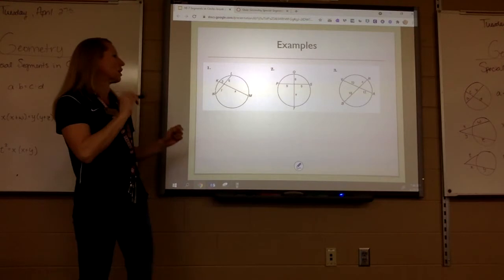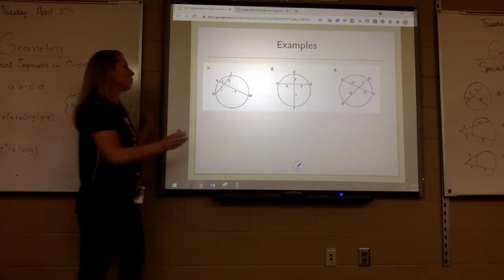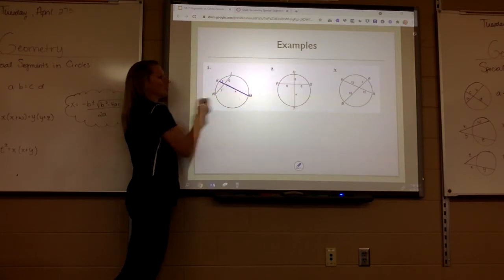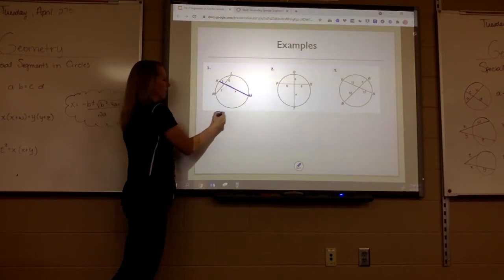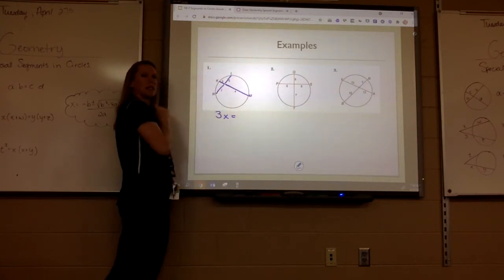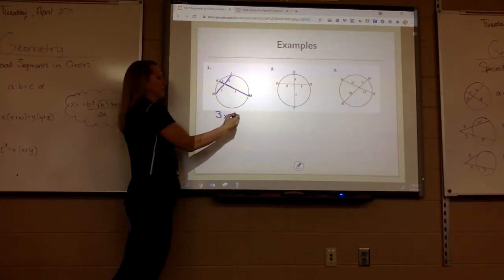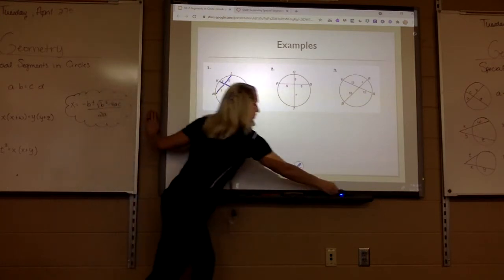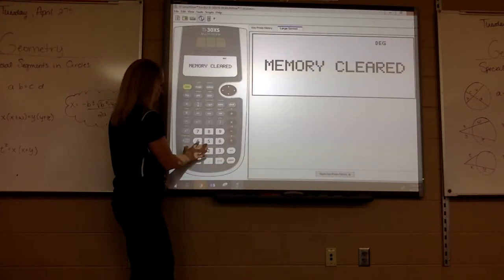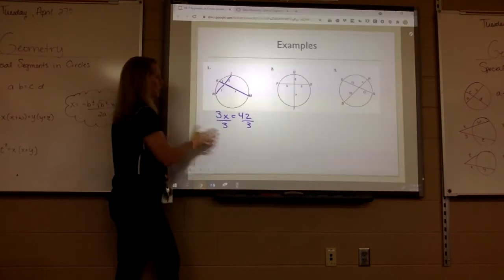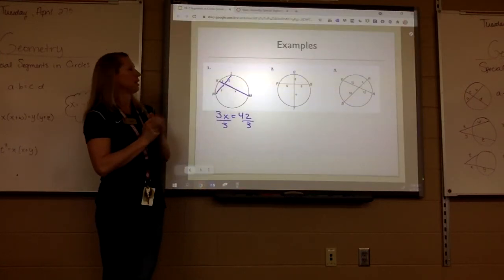If the chords are inside your circle, you multiply each piece. So 3 times x is 3x, equals 7 times 6. What's 7 times 6? 42. And then solve for x. What's 42 divided by 3? 14. Yep, so that would be that answer. These are the easiest. These are my favorite.